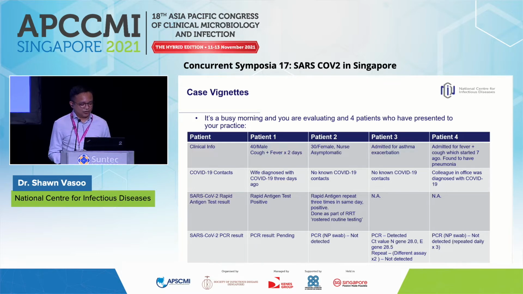First, we have a 40-year-old male who has cough and fever for 2 days. His wife was diagnosed with COVID 3 days ago. His rapid antigen test is positive. You request a PCR and it's pending.